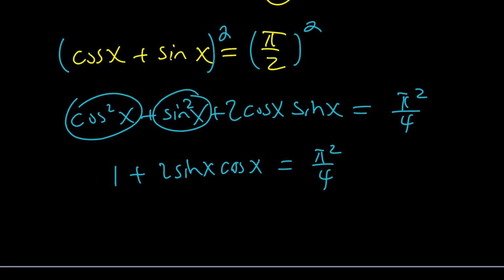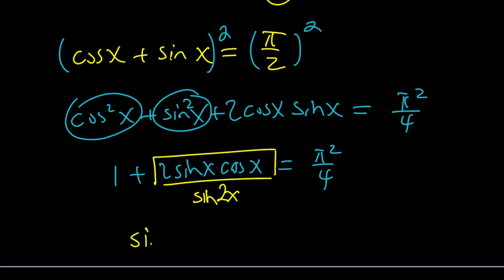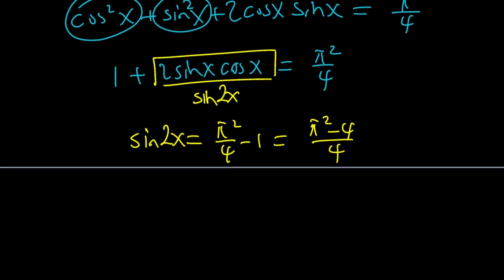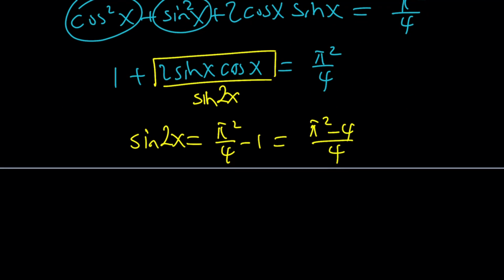And hopefully you recognize this. This is the double angle formula for sine, in other words, sine of 2x. So from here we get sine of 2x equals pi squared over 4 minus 1, which can be written as pi squared minus 4 over 4. Now think about it. Do you think this is also greater than or equal to 1? It should be. Because the sine x plus cosine x was greater than root 2, we're basically out of the boundaries. Make sense?